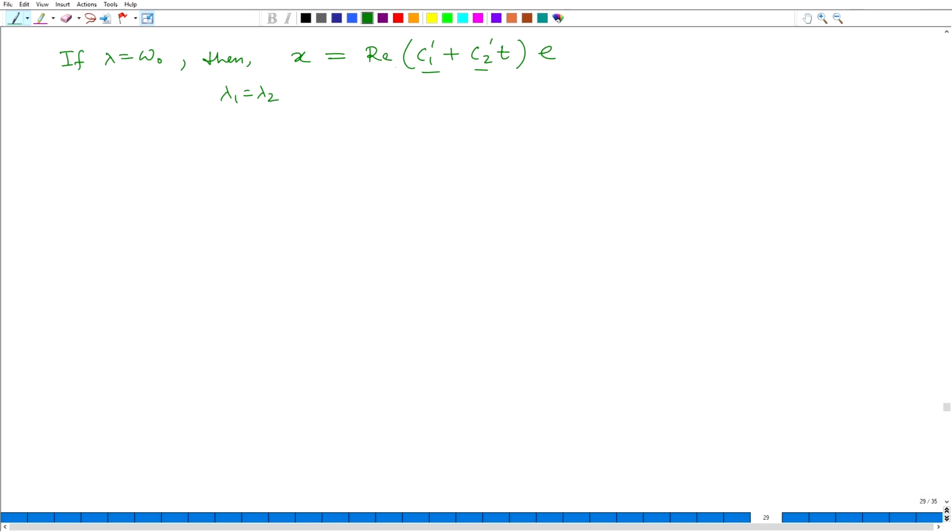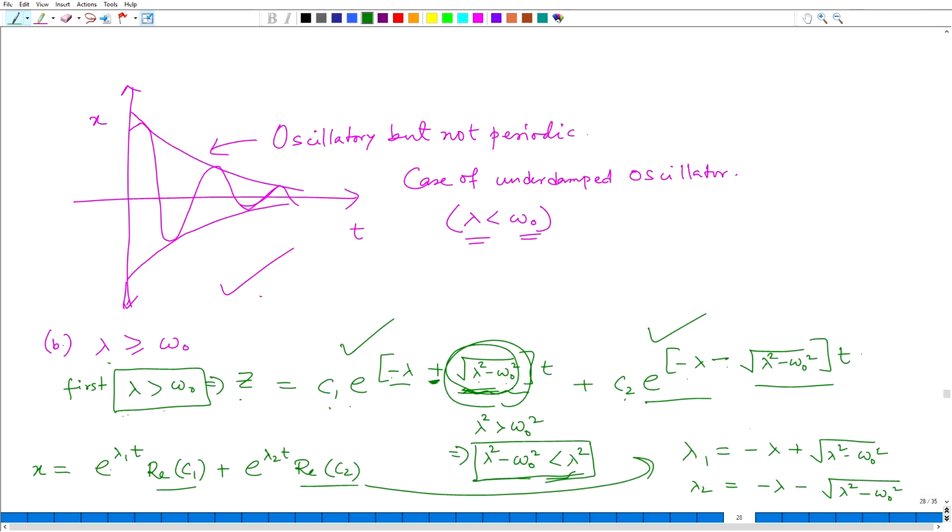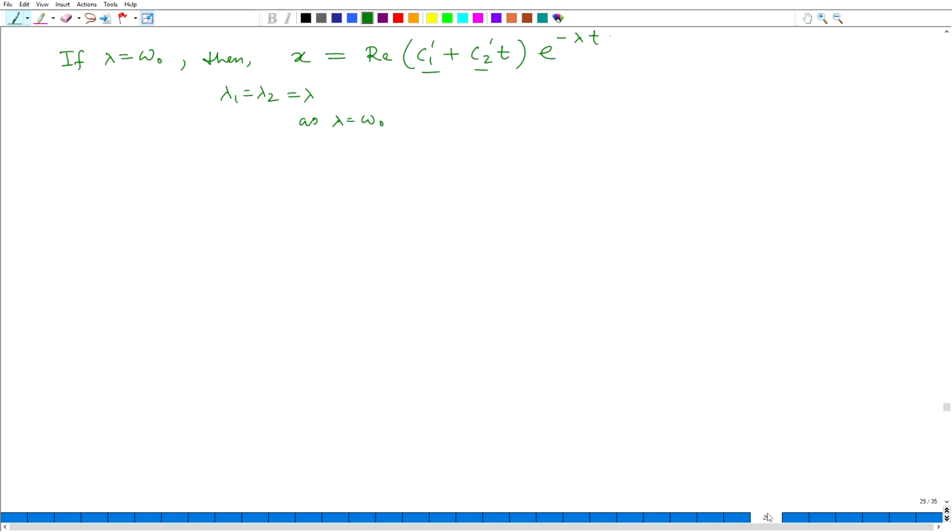So, c 1 prime plus c 2 prime t times e to the power minus lambda t. Once again this is equal to lambda, simply because lambda is equal to omega 0. That means that if lambda is equal to omega 0, this part will be minus lambda, and this part will also be minus lambda. So, you will finally have a solution which looks like this.